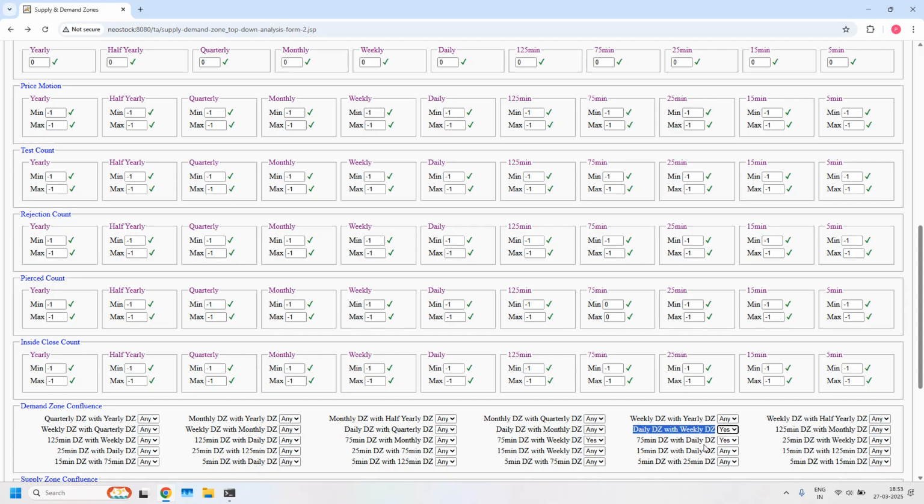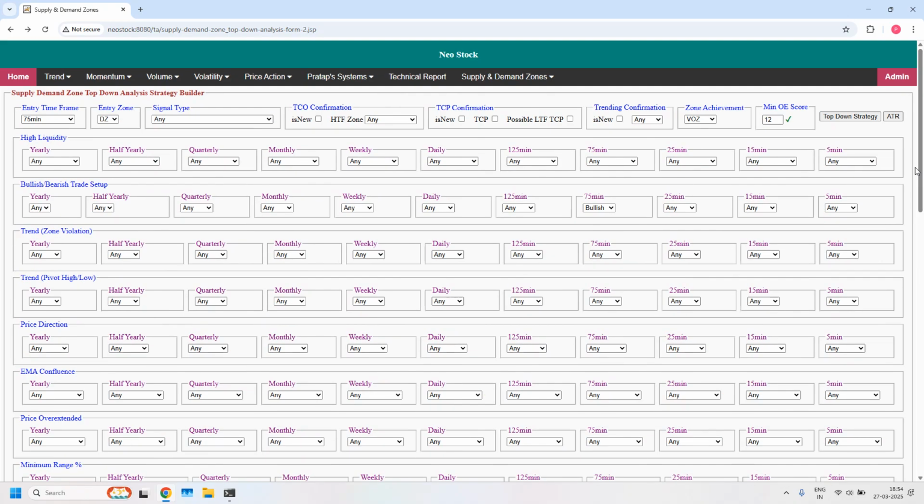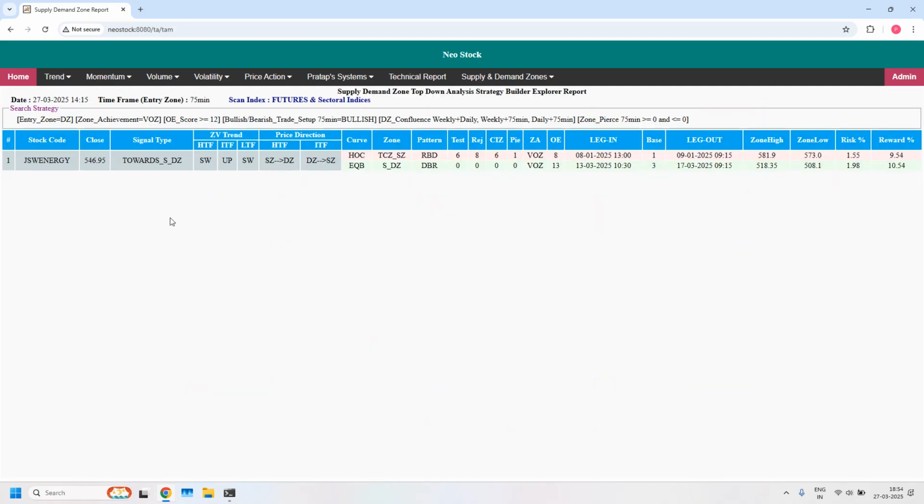That means 75 minutes, daily and weekly, all 3 should overlap with each other. That is what the meaning of setting these 3 filters. We got only 1 stock. In this stock, this 75 minutes demand zone overlapped with daily demand zone. Again, both together overlapped with weekly demand zone.